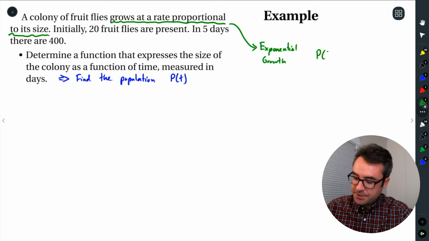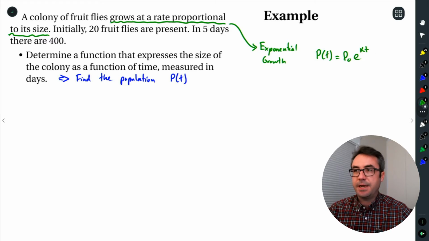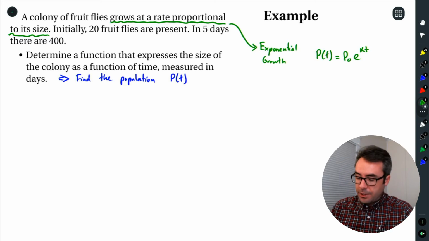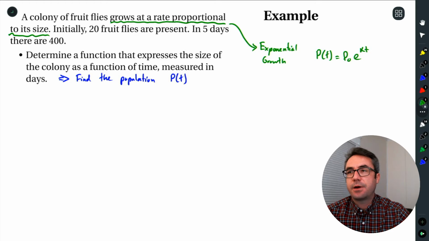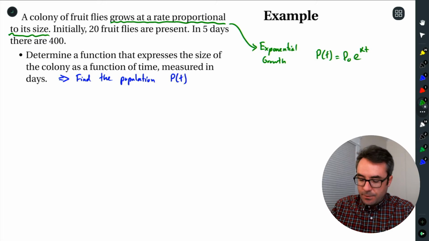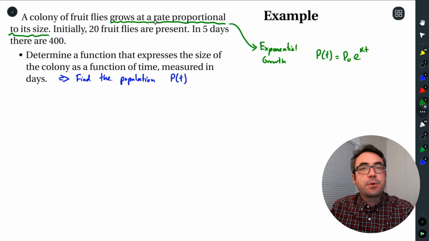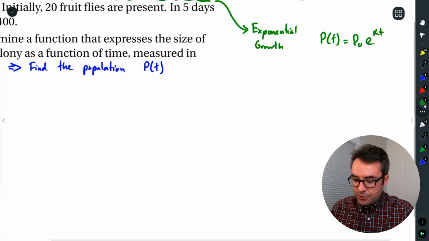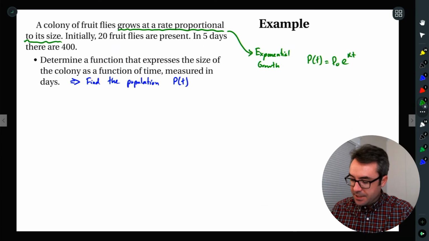So that basically tells us what our function is. It's going to be our initial population and then e raised to the power k times t. Or that alternative form if we want to use that. We're going to use this form here for our calculations, but you could try it with that other form. So right away, we see this phrasing, grows at a rate proportional to its size. That immediately tells us what our solution, what our function is going to be.